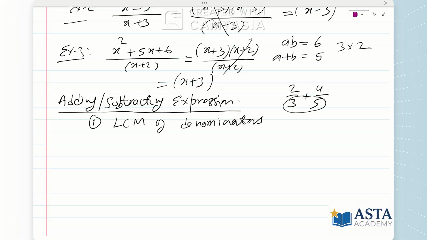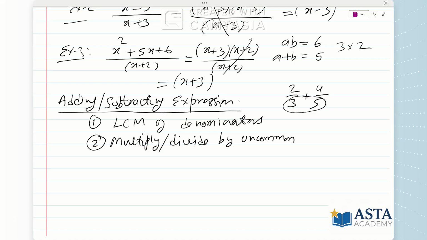So let us look at this method, an example of LCM, or maybe let me just write the second case in which we will multiply or divide by an uncommon part of the denominator. This will be clear when I take up an example. So first look at the example of an LCM.